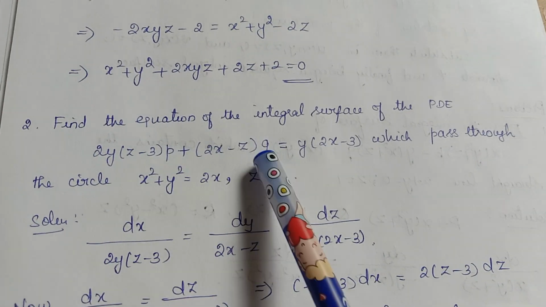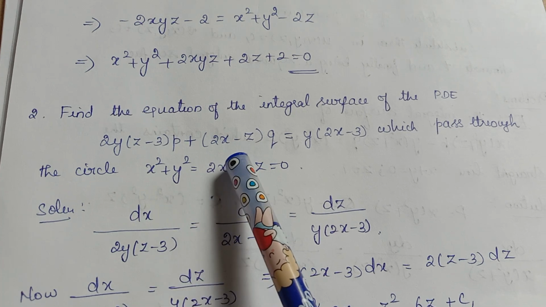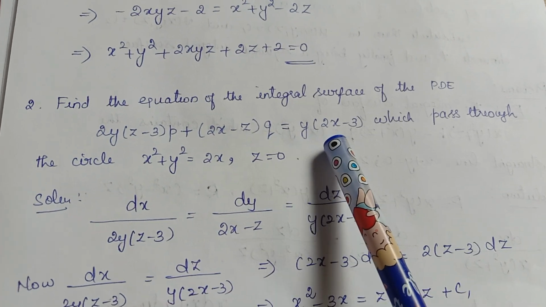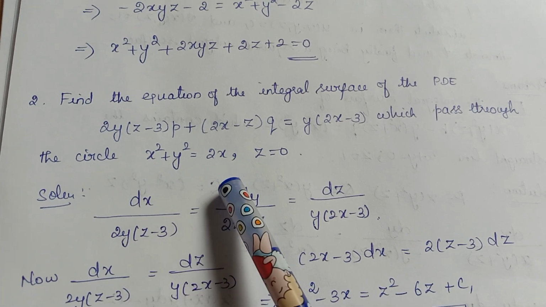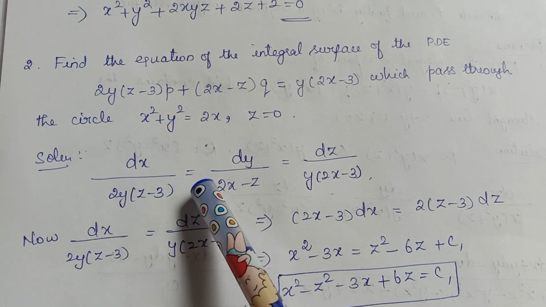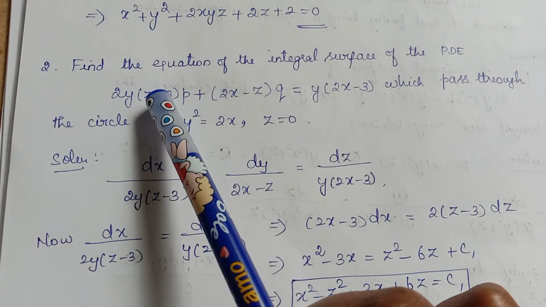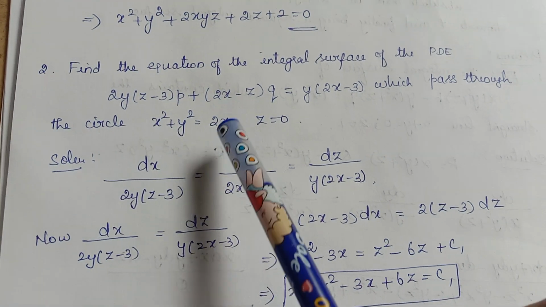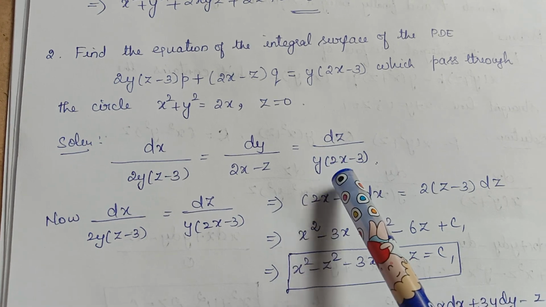Next one: find the equation of the integral surface of the PDE (2y(z minus 3))p plus (2x minus z)q equal to y(2x minus 3), which passes through the circle x square plus y square equal to 2x and z equal to 0. Now write the auxiliary equation dx by P equal to dy by Q equal to dz by R. What is capital P? Capital P is the coefficient of small p, capital Q is the coefficient of small q, and R is the right hand side term.